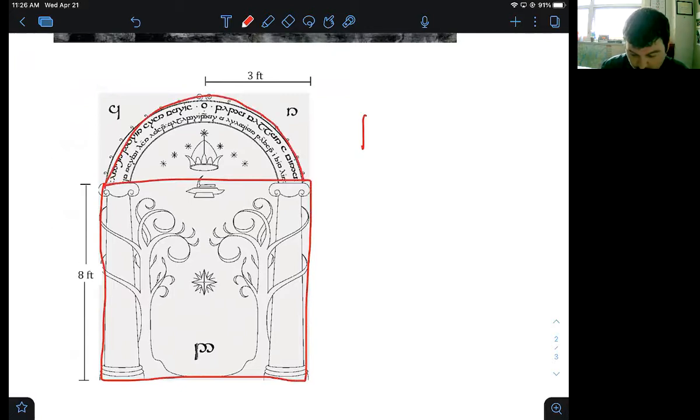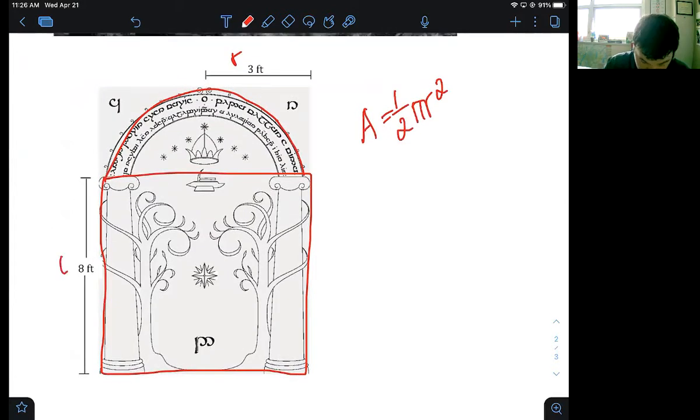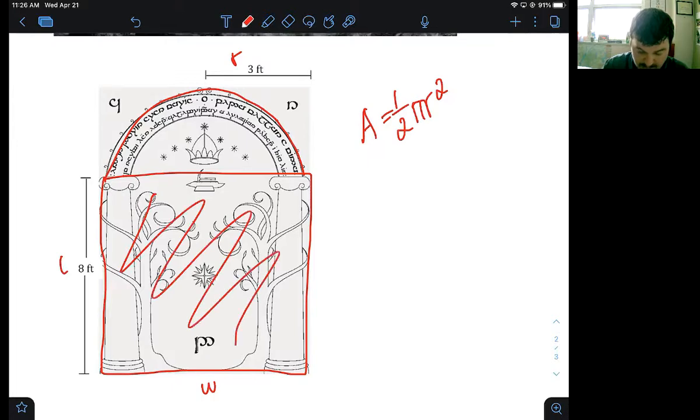Now, the formula for a circle is pi r squared. So if it's a semicircle, it'd be exactly half of that. And they're giving you the radius right here, which is 3. For this rectangle, we're going to do length times width. We know the length. And my question to you is, how can we find the width of that door? You can use one of the measurements that you already have to find the width of that door. So you're going to find the area of the rectangle part, find the area of the semicircle part, and add them together to find the total area. That's it.